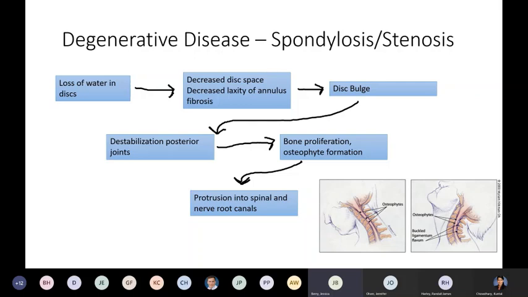So the spondylosis process usually starts with loss of water in the discs, and then as a result, there will be decrease in the disc space and decreased laxity of the annulus fibrosis, which ultimately leads to a disc bulge. That can result in destabilization of the posterior joints, ending up with bone proliferation, osteophyte formation, and ultimately protrusion into the spinal and nerve root canals.